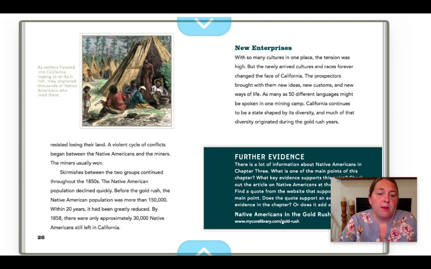The Native American population declined quickly. Before the gold rush, the Native American population was more than 150,000. Within 20 years, it had been greatly reduced. By 1858, there were only approximately 30,000 Native Americans still left in California.